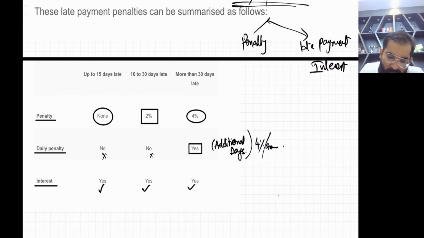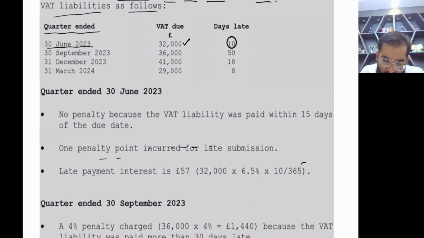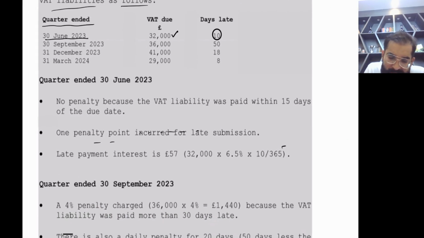Normal up to 10 days means 0 to 15 days. So no normal penalty, no daily penalty, but yes, there is an interest. Read it. No penalty. This is the solution: no penalty because the VAT liability was paid within 15 days of the due date. So no normal penalty.